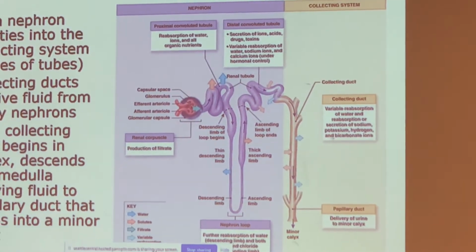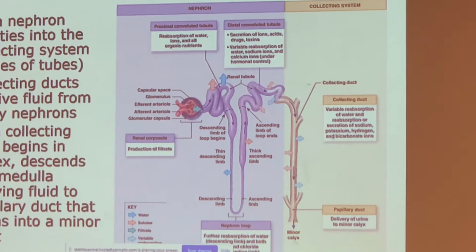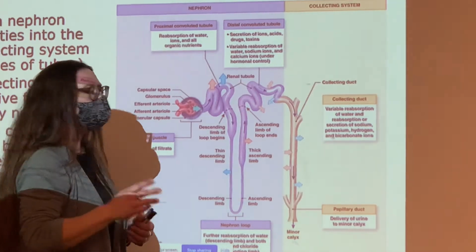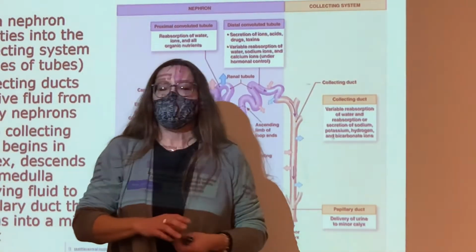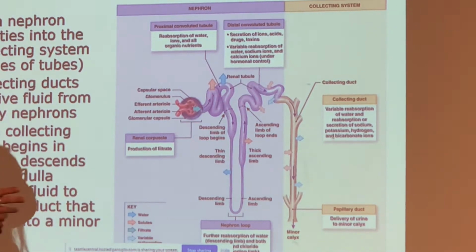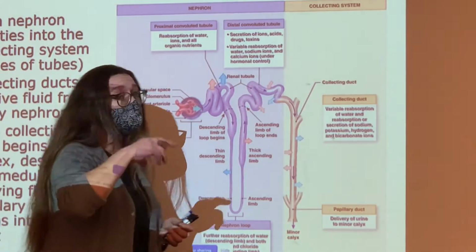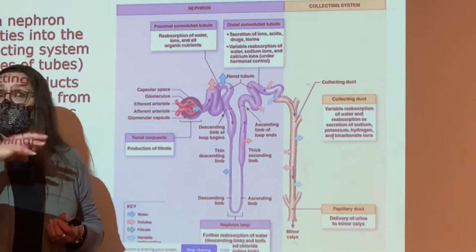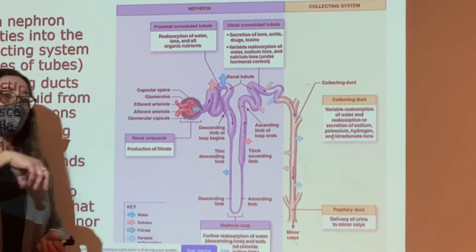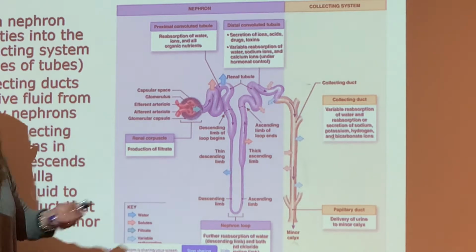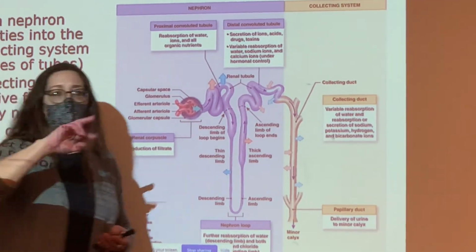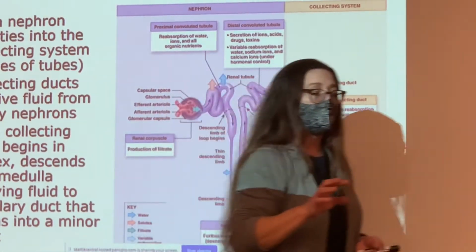Now, while we still have filtrate, the reason it's not urine yet is because we can still manipulate that filtrate. We can either add more things to the filtrate, like add more solutes to it, or we can take things that are in that filtrate, let's say sodium for example, and put it back into the blood. And we're gonna talk about what those processes are called.